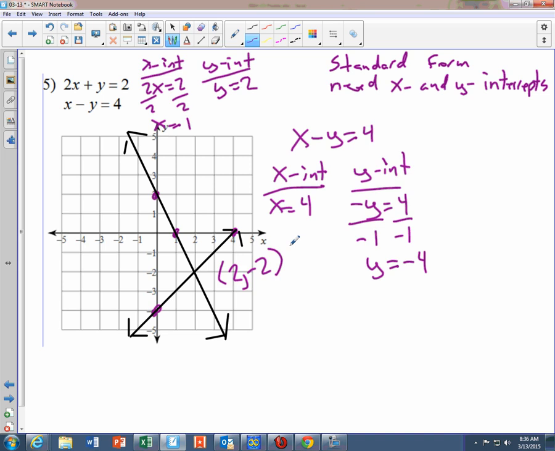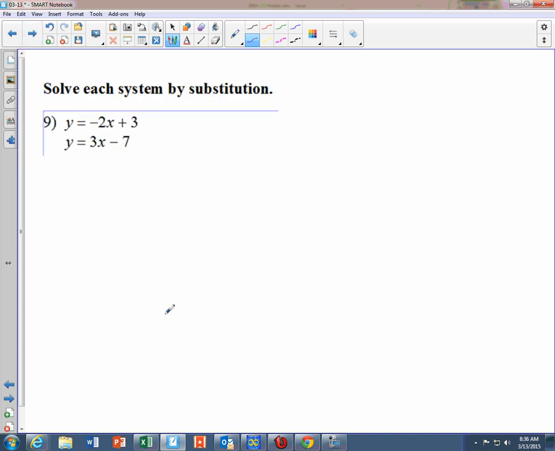Okay, let's do one more together. What kind of things do you see down at the bottom? Substituting. I think we're just doing one more together. If I have y equals and y equals, why is that nice? Because you don't have to figure it out. I don't have to figure out what y is. It already tells me what y is.